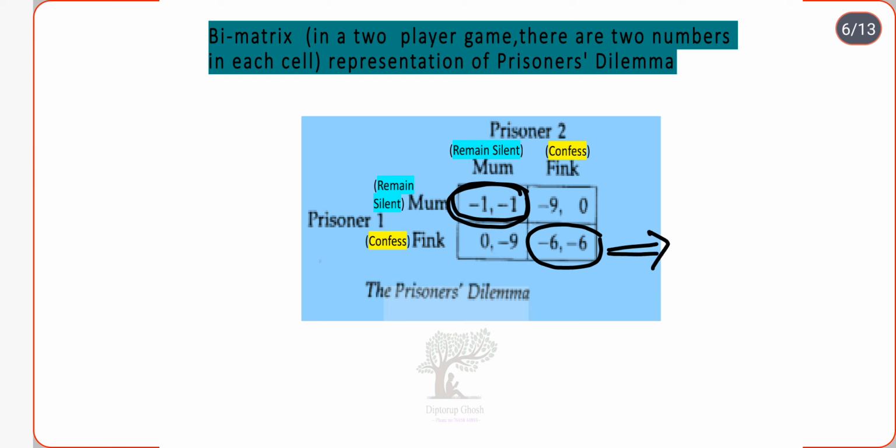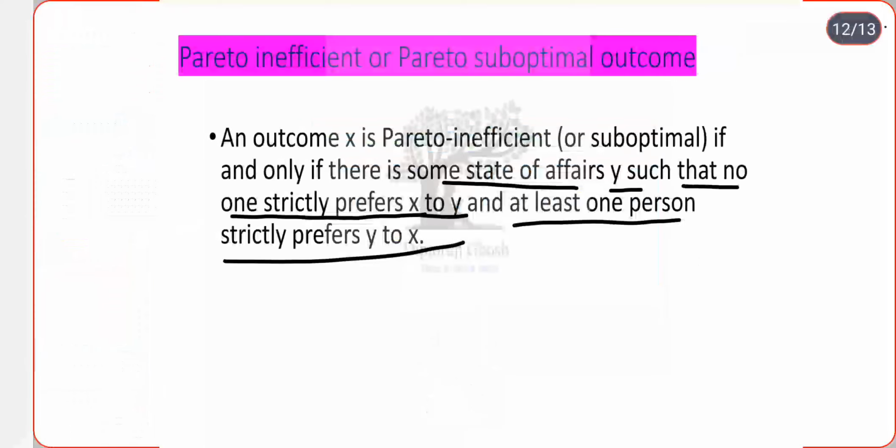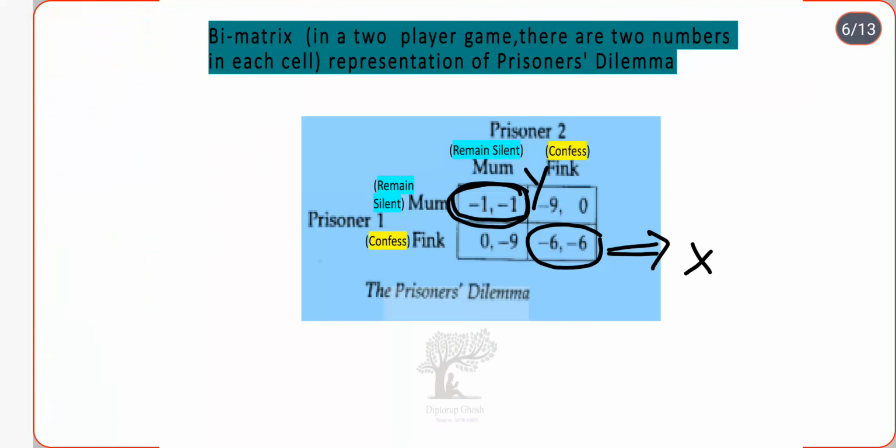This situation can be improved if I consider this is x and this is y. Let me go by the definition: if only there is some affair y such that, yes, y. This is x and this is y.